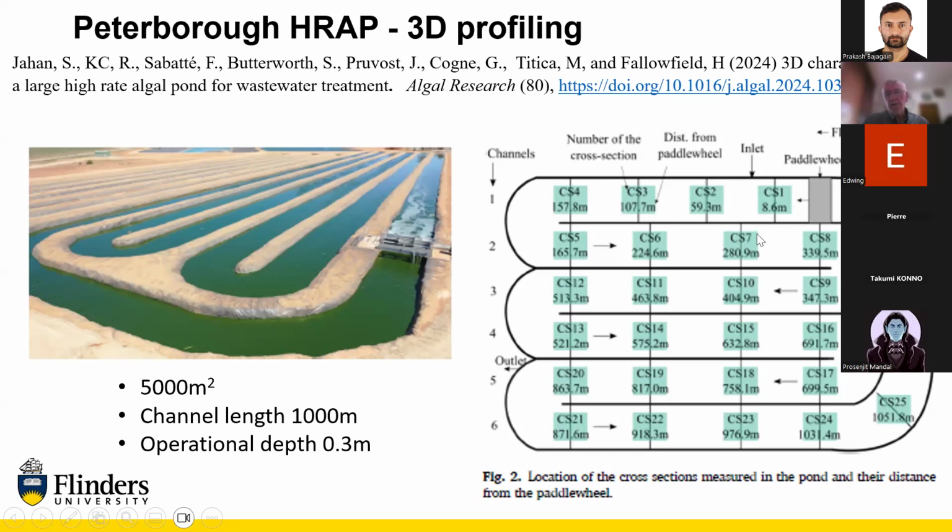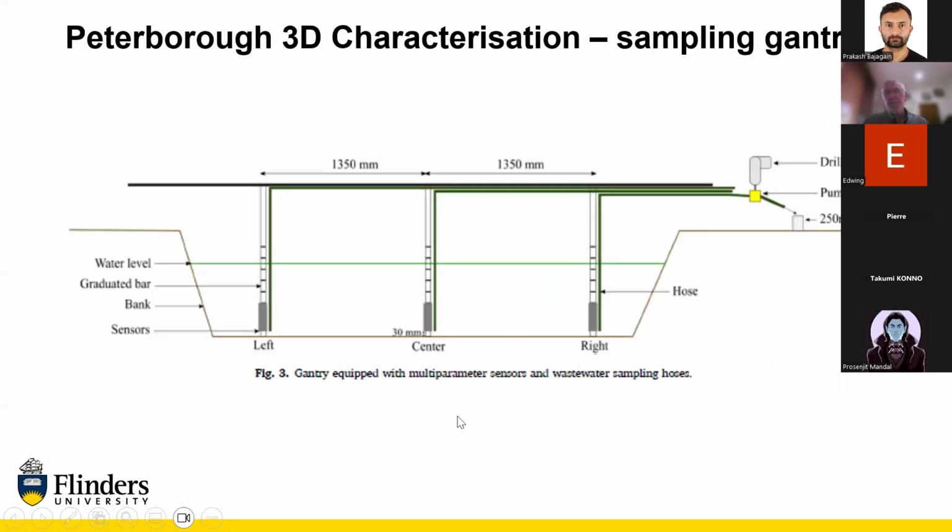And the way we did the sampling was we built this gantry. So this is the cross section of the pond. These are metal rods going down into the pond. This is the water level, 300 millimeters, and attached to these graduated bars, we could put water sensors. We could put oxygen probes, pH probes, temperature probes, and velocity probes.